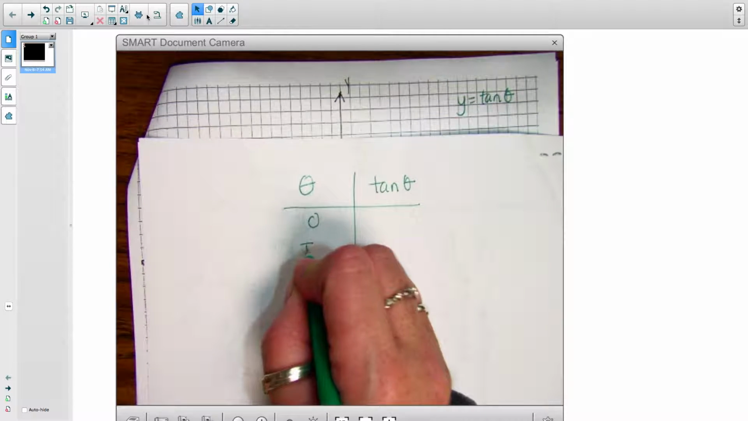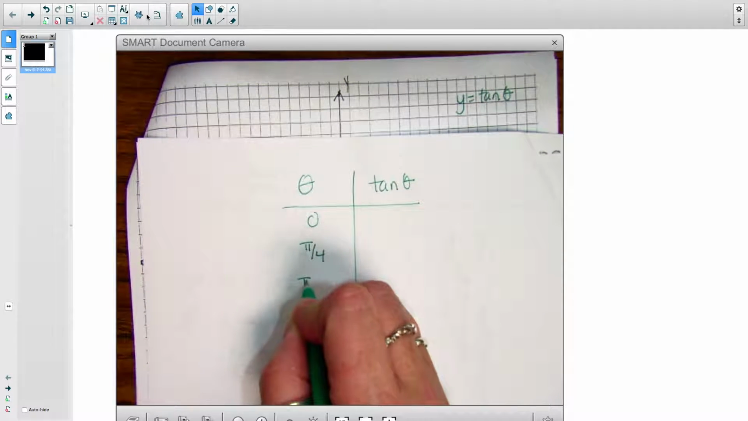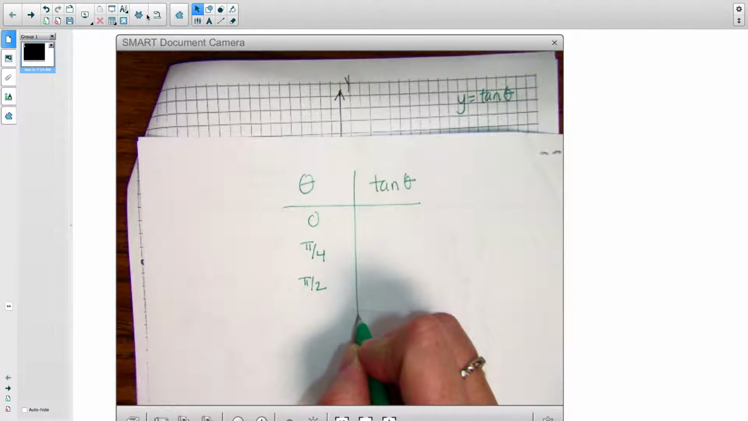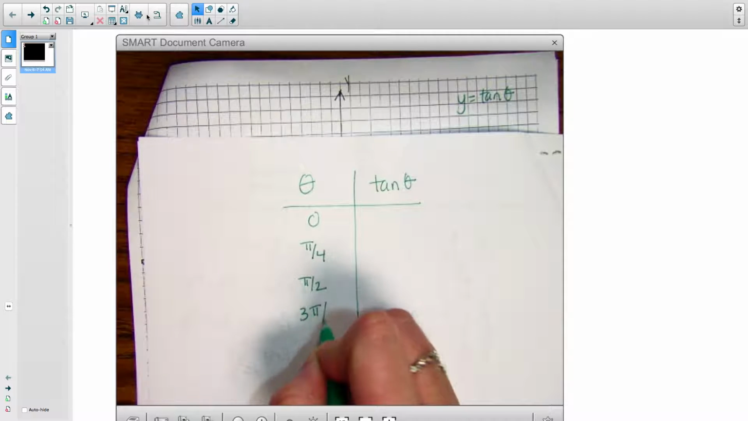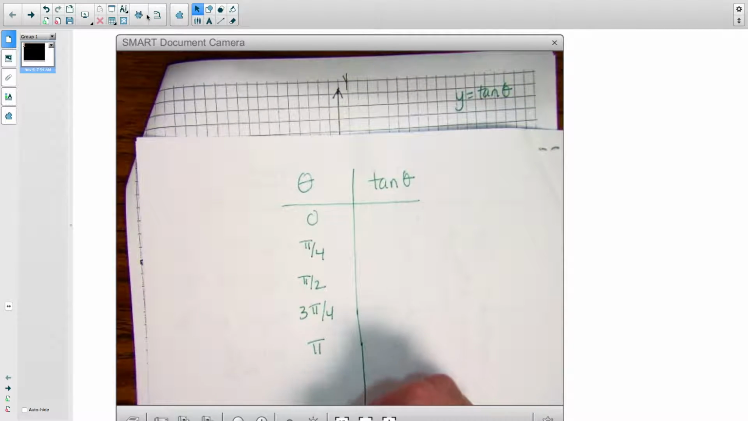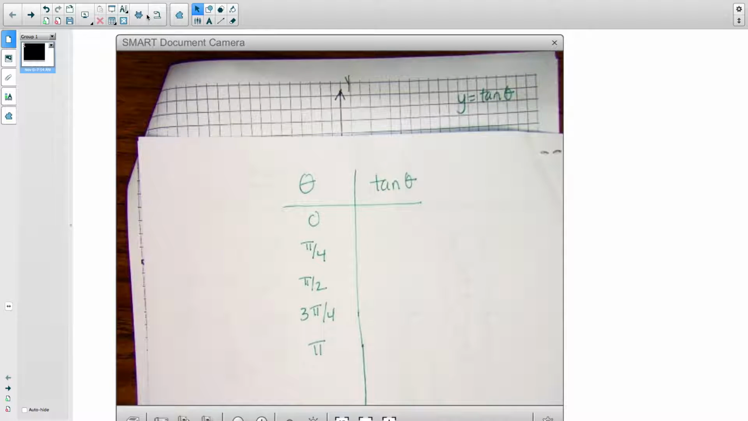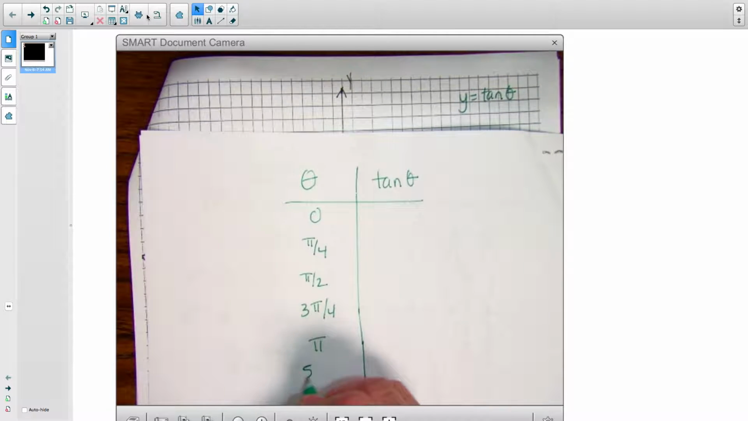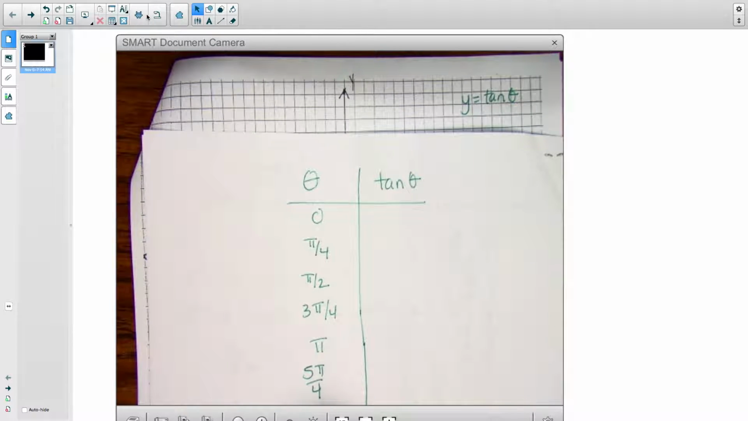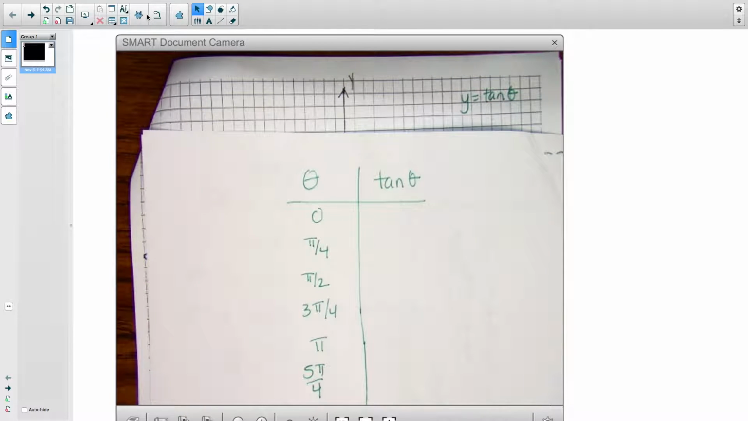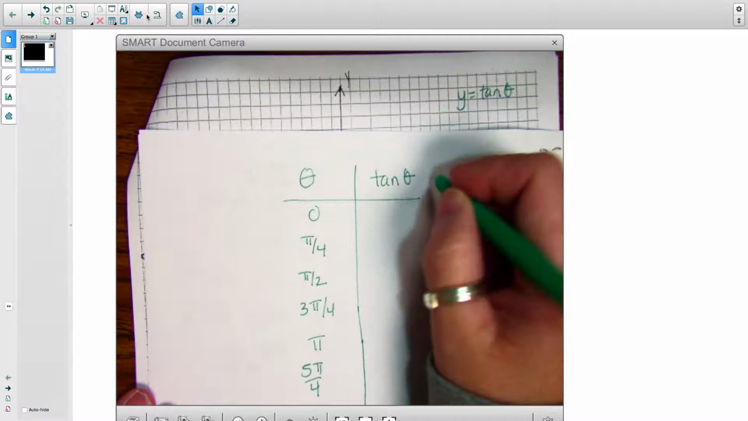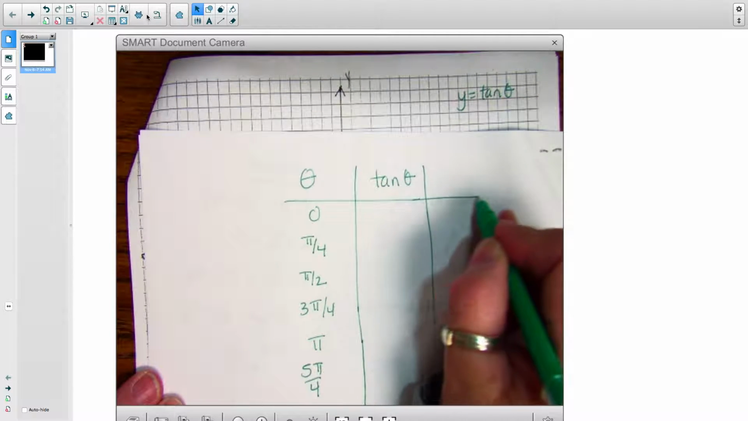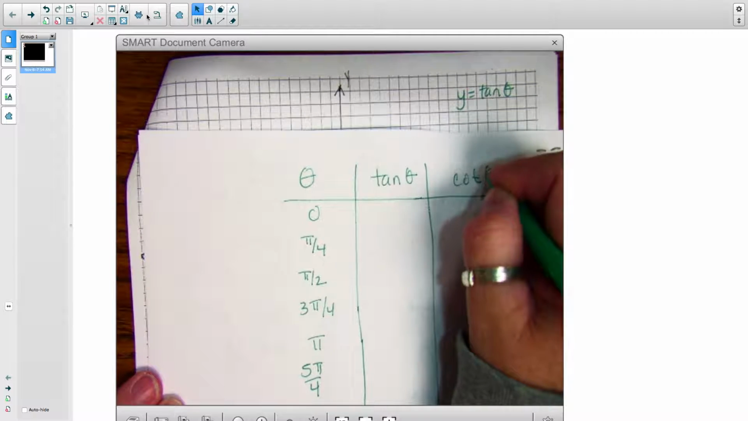Let's do 0, pi over 4, pi over 2, 3 pi over 4, pi, 5 pi over 4, 3 pi over 2, 7 pi over 4, and 2 pi. Let's just go ahead and do both our tangent and cotangents here.